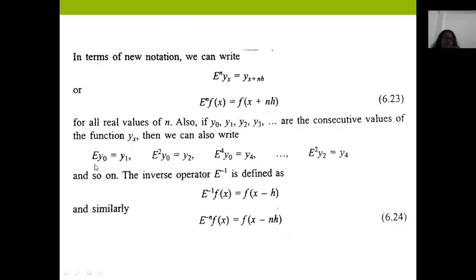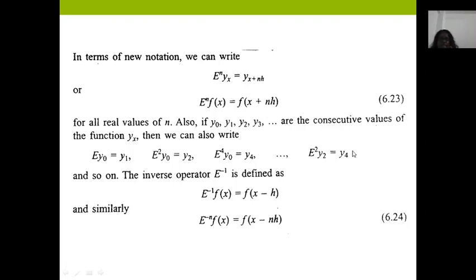So what does it mean, a shift operator operating on y0? It will give you the value of y1. E^2 y0 will give you the value of y2. E^4 y0 will give you the value of y4. Step ahead. Got the point? So then E^2 of y2. Remember E^2 of y2, so two steps after y2. What will that be? y4. Got the point? So this we had seen, the shift operator in the forward direction.